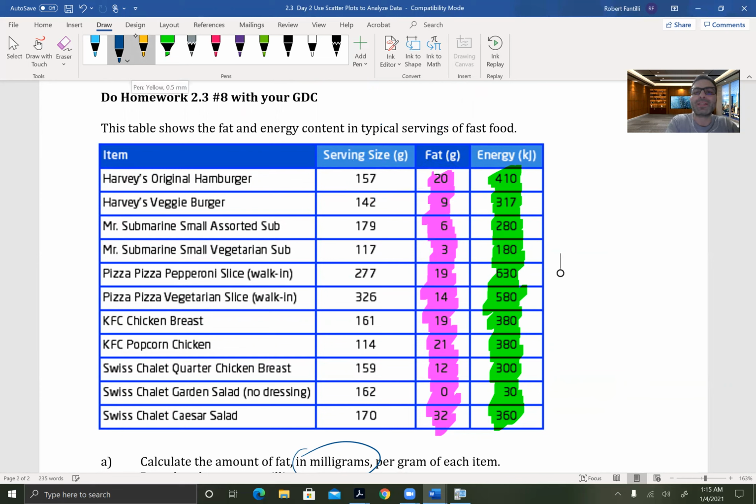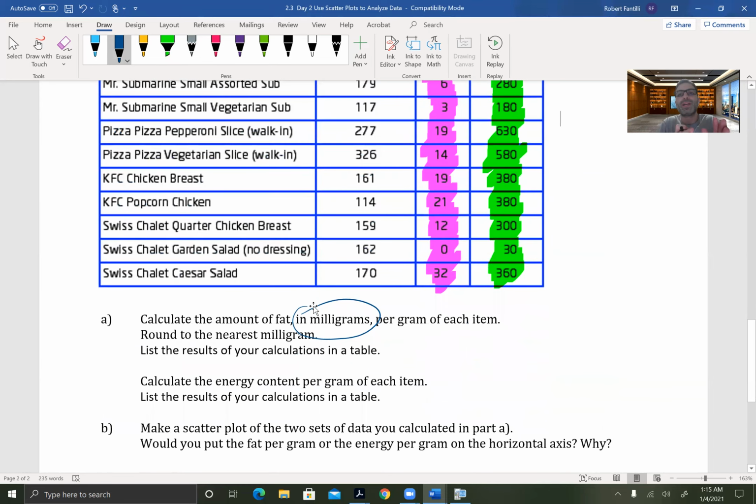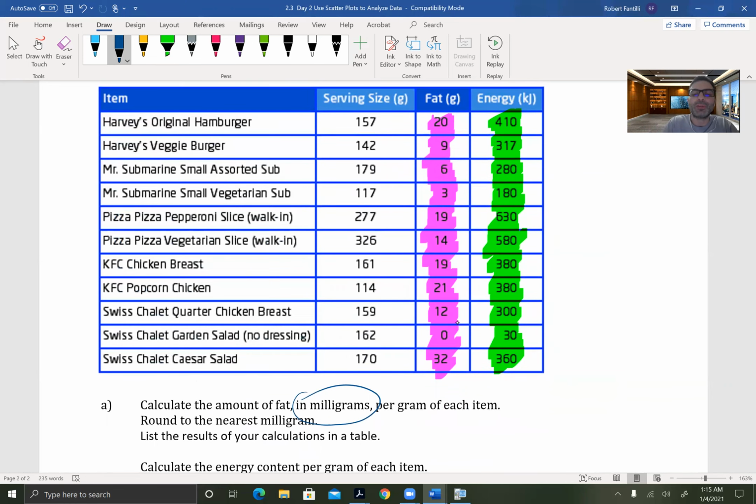But this question throws a curveball. It doesn't want just fat per gram, it wants the fat in milligrams per gram of each item. So we have to take the fat and convert it to milligrams. You might remember that 1,000 milligrams is equal to 1 gram. We're going from grams to milligrams, so we're going this way.